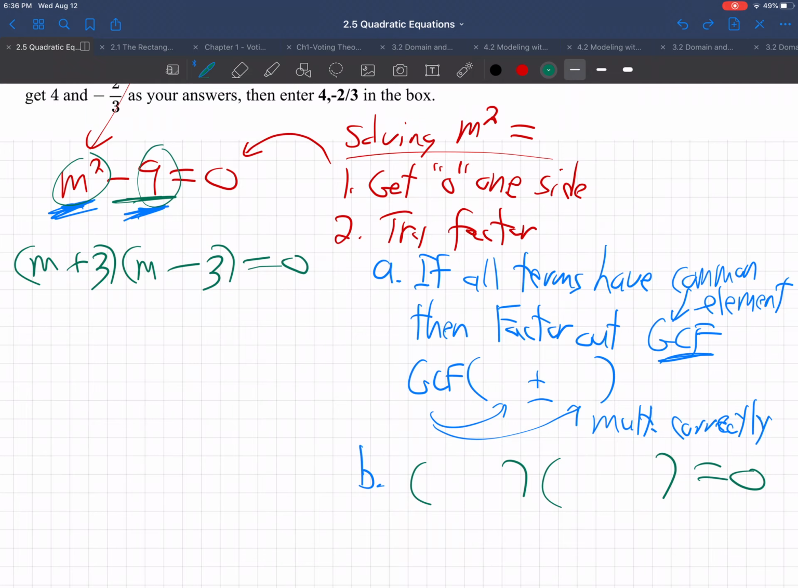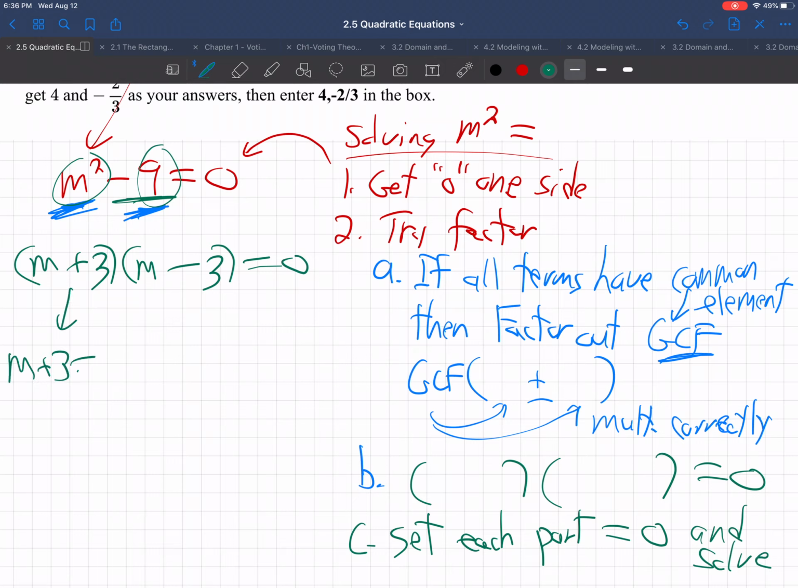So then what you do is part C, set each part equal to 0 and solve. So you take the m plus 3 equal to 0, and you take the m minus 3 equal to 0. Separately. Why do we do that? Because it's logical. What do I mean logical? Because these are two things multiplying to equal 0, which means either one of them can be 0.